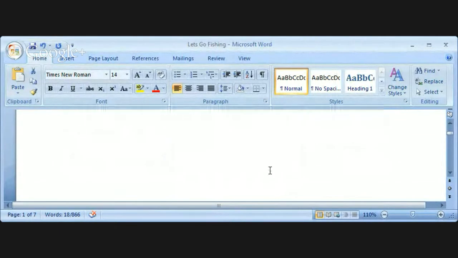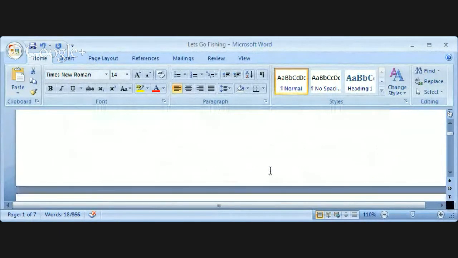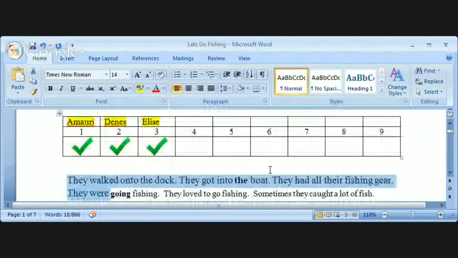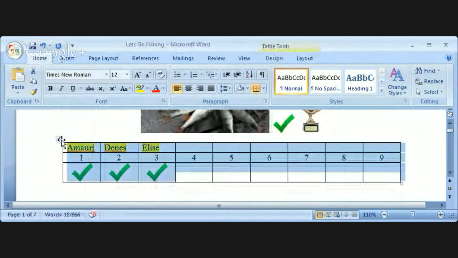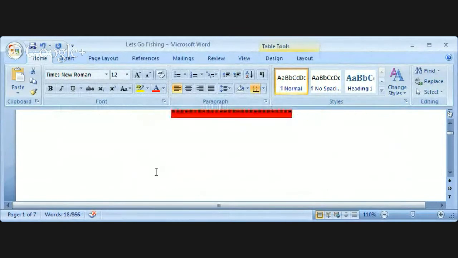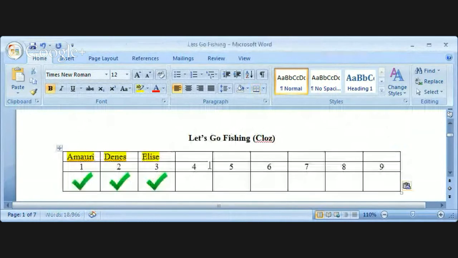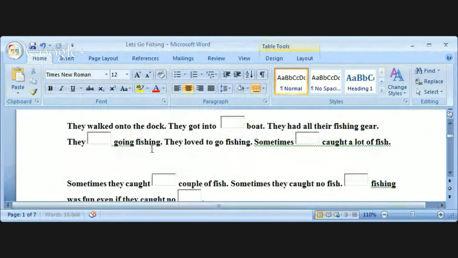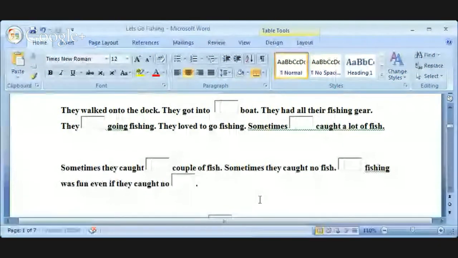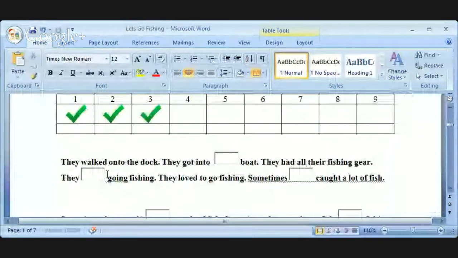All right, so now we're going to go with, let's see, Elise, we'll start with you, Elise, and you're going to do the cloze. And this time, Elise, you're going to read this story and fill in the blanks. But if you don't know immediately what to put in there, just keep going. They walked into the dock. They got into the boat. They had all their fishing gear. Okay, go.